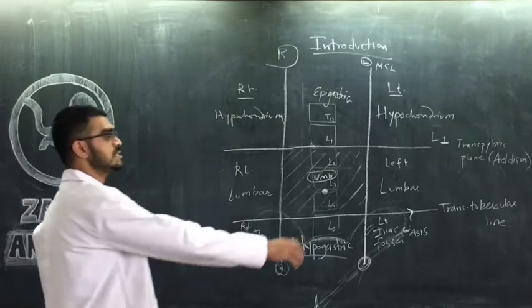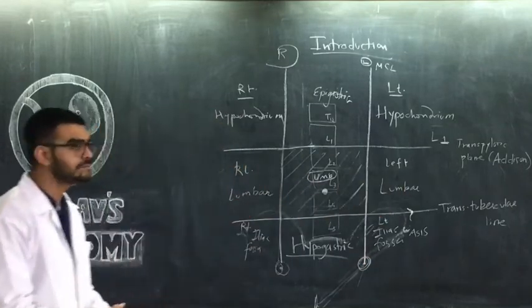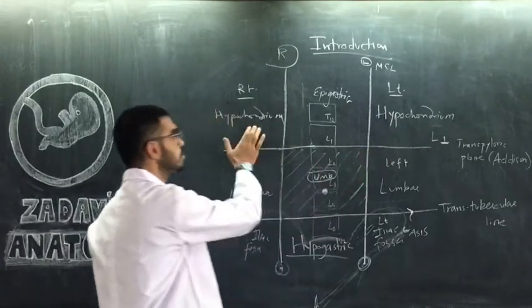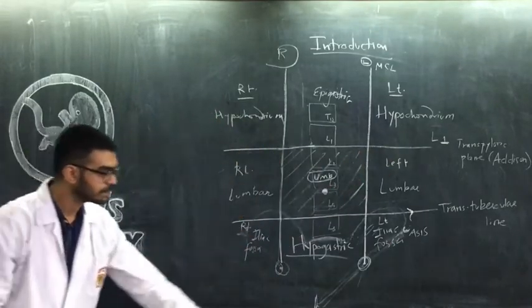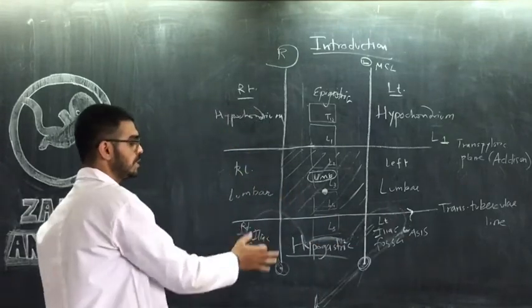Let's start from the center, that's the umbilical. On the left is left lumbar, on the right is right lumbar. At the top you have the epigastric, on the left of which is the left hypochondrium, on the right of which is the right hypochondrium. In the hypogastric, on the left side, we have the left iliac fossa, on the right side, we have the right iliac fossa.